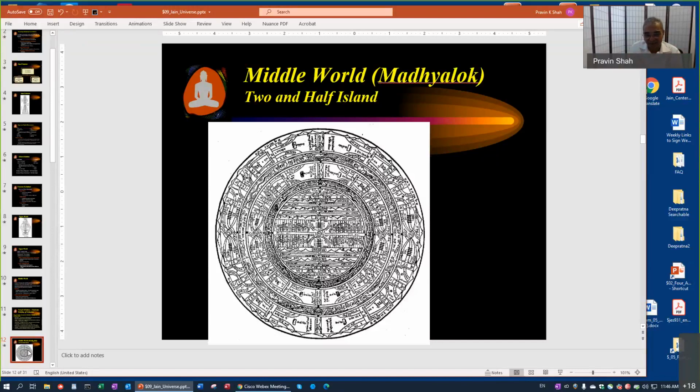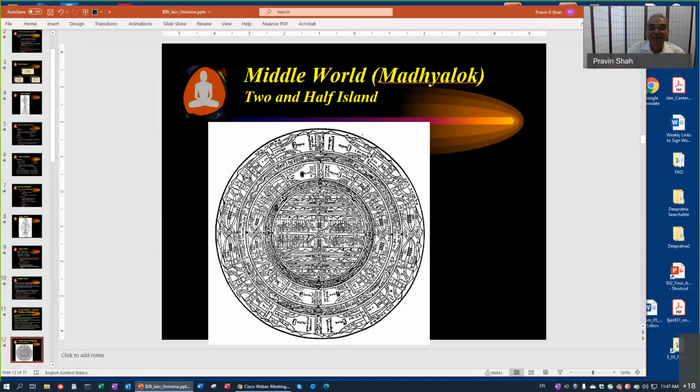So this is the reason I'm saying, if some Dev can take a human being, show them something, and bring him back, that could happen. But there are rare stories like this. Most of the things, all human beings and human activities, are in the 2.5 island, which is all the way inner island, that is the Jambu Dweep.